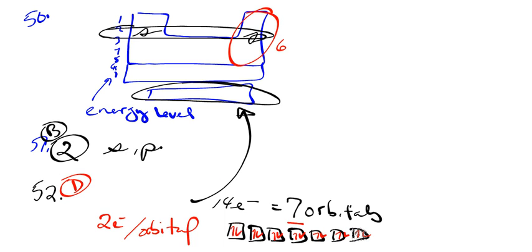Therefore, that's going to get me 3 orbitals. So as I go forward, for 53, the answer is going to be B. 54.